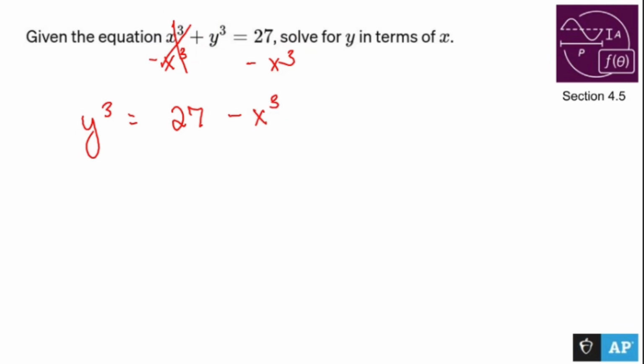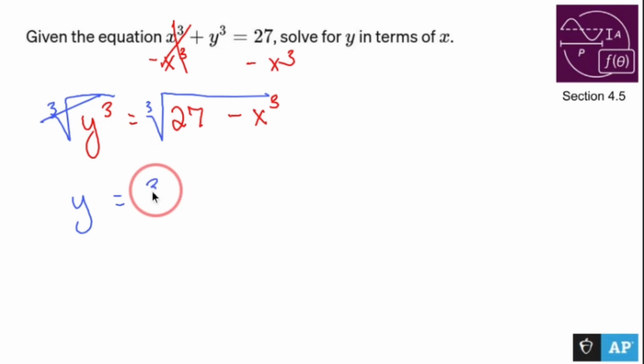In order to get y all by itself, we take the cube root of both sides. Now, unlike a square root, when you take the cube root, you do not attach a plus or minus. No positive or negative symbols here. So my final answer in the end is just this, the cube root of 27 minus x to the third power.